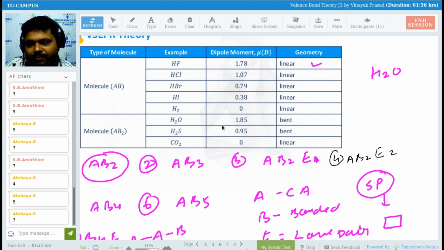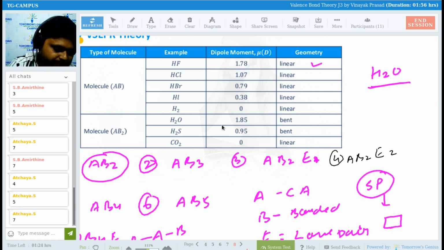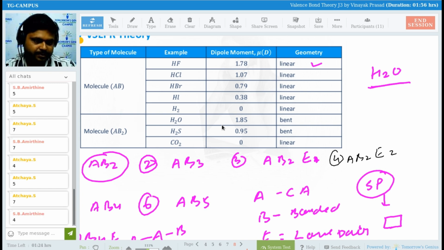So what will be the hybridization for this? Can anyone tell me? What will be the hybridization for this? Anyone? In AB2 type, what will be the hybridization? No one can tell me. No one is telling me the hybridization for this. Can anyone tell me? Guys, please tell me. No. Okay.